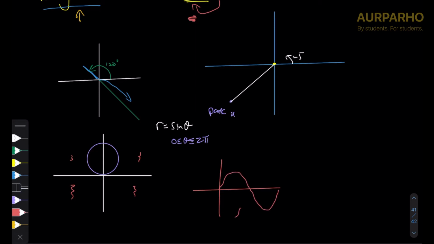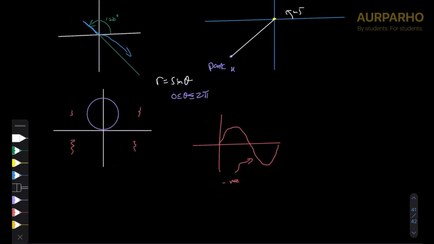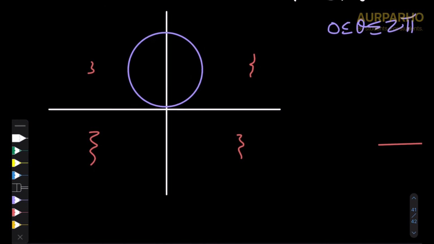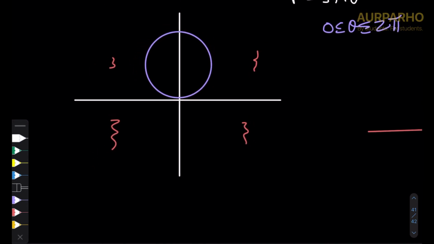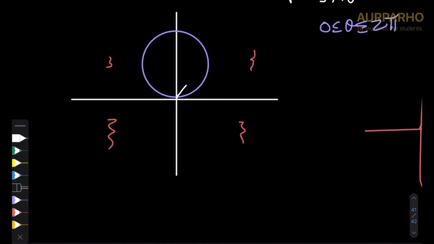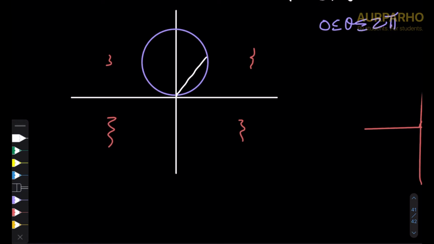in the third and fourth quadrant, sine is negative, right? So what really happens when sine is negative? Let's zoom in on this. Okay, so let's take our 45 degrees, right? Sine of 45, the value of r is, actually I can write over here too. The value of r is 1 over root 2, right?